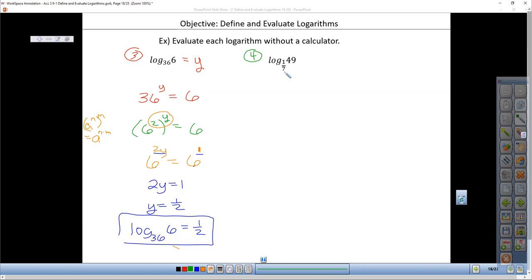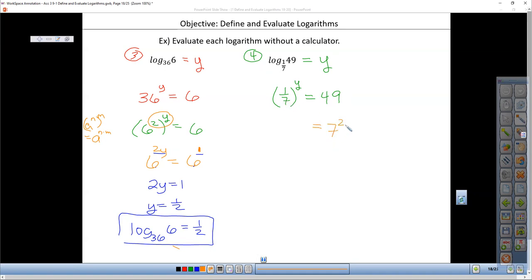In this fourth one, we have a fractional base. Again, I would start by letting my logarithm equal an exponent value, a variable to represent the exponent value, y, here. And so my 1/7, which is a fractional base now in exponential form, needs to be in parentheses to the exponent of y equals 49. So this time, I have to realize 49 is a power of 7, but 1/7 is also a power of 7. And so I actually have to rewrite both of them.